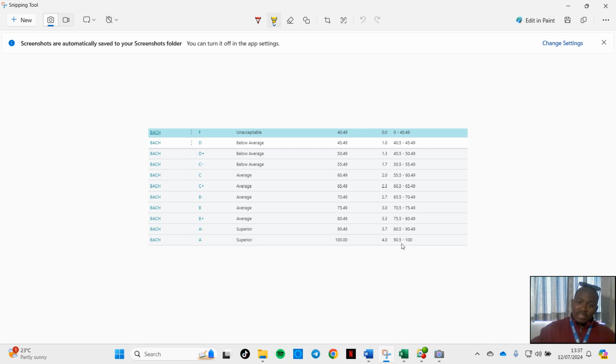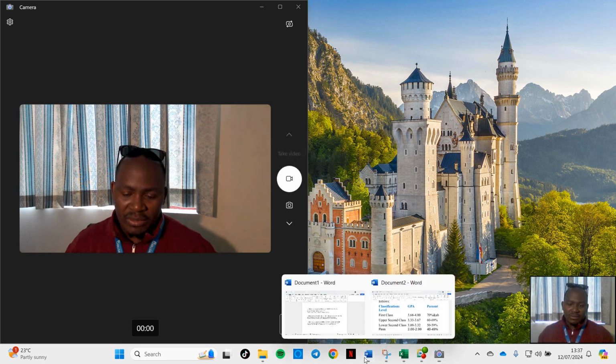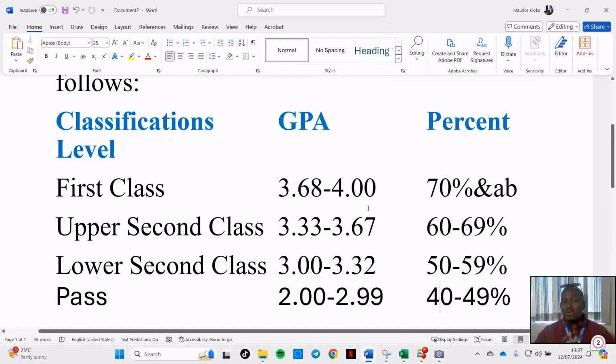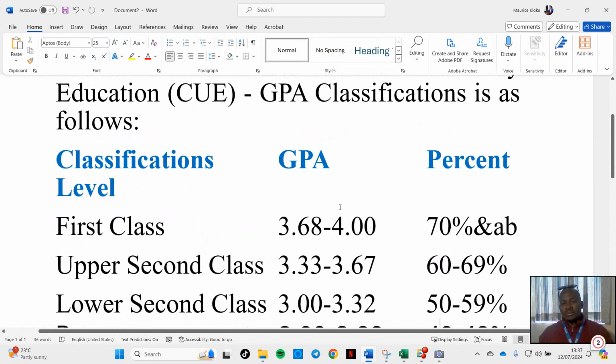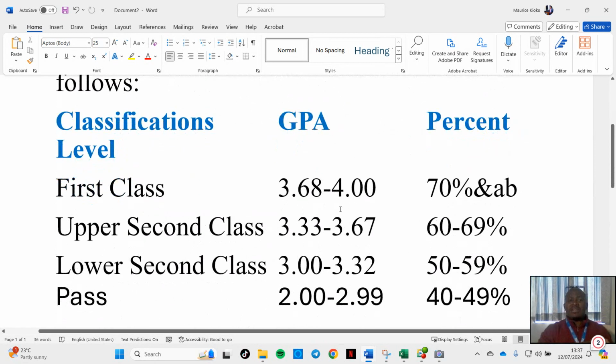Some universities in Kenya, like Daystar, USIU, and other universities which use the GPA system, might be using this kind of system. But you come across other universities in Kenya which use the percentage system, or the classification system. For example, here we have this kind of equivalence, provided by the Commission for University Education, to try to solve the issue of equivalence between the GPA and percentage systems.